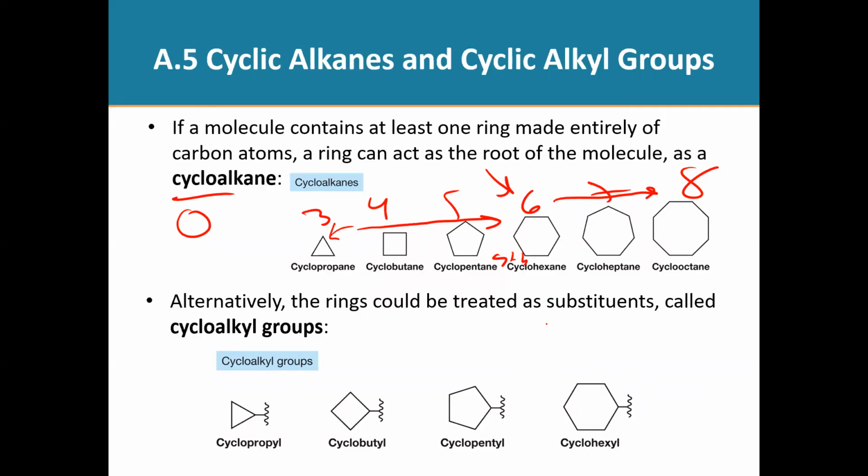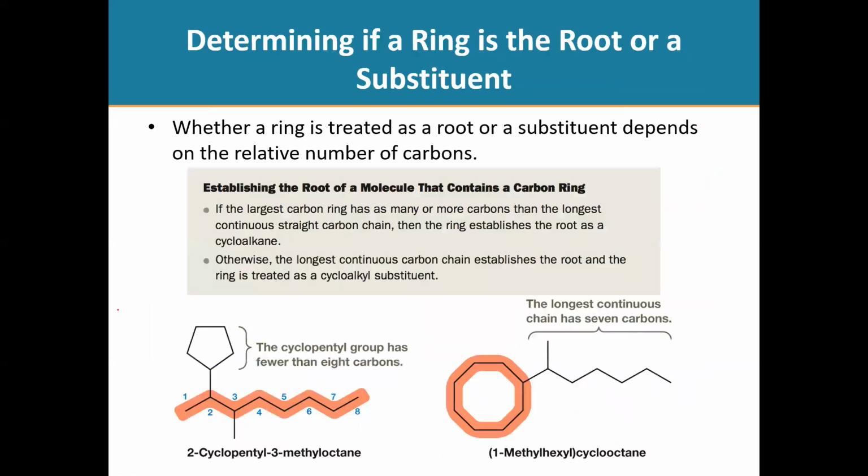Alternatively, the rings could be treated as substituents called cycloalkyl groups. And what does that mean? Let's just say we have some long chain carbon, and then I have some group like that coming off. So at the 2 position, we'd have a cyclopropyl group. Here they're showing at the 2 position, you have a cyclopentyl group. 3 position, you have a methyl group. So it's 2-cyclopentyl, 3-methyl octane. Here at the 1 position, we have 1-methyl hexyl cyclooctane. So the longest continuous chain has 7 carbons. So let me count that: 1, 2, 3, 4, 5, 6, 7.